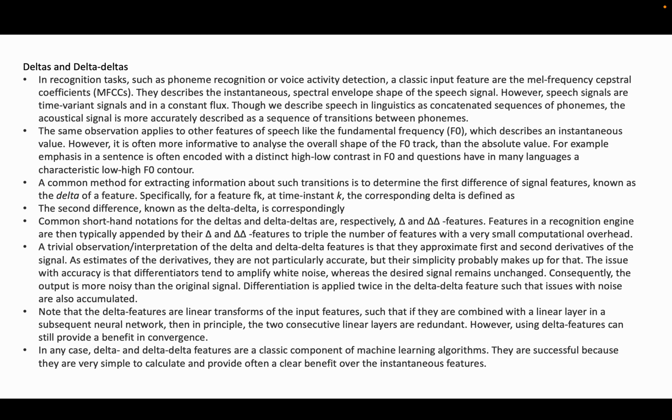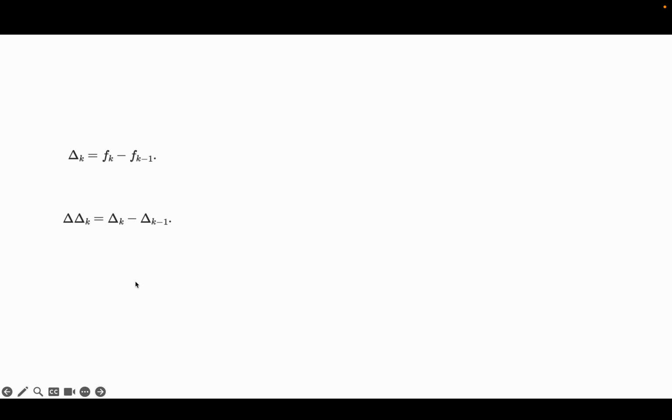These are linear transformations of input features, and if they're combined with a linear layer in a neural network, then the two consecutive linear layers are redundant, but they can still provide a convergence benefit. So the delta and delta-delta features are classic components of machine learning algorithms, and they're successful because they're very simple and often provide a benefit over just the instantaneous features. Here are the equations for the delta and the delta-delta.